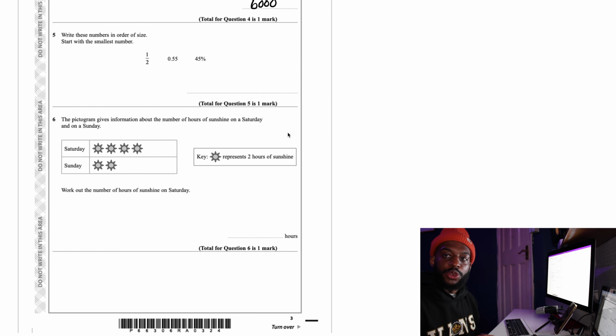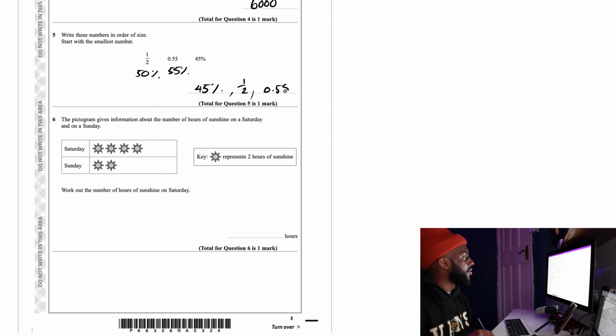Okay, fractions, decimals, percentages. In this question, we need to order these numbers. It's probably easiest to get them all into either fractions, decimals or percentages, but I'd say percentages in this case. So half is 50%. If we convert this decimal, that's going to be 55%. And now it's easier to order them because they're all in percentages. So the smallest number is 45%. Then it's going to be a half. And then it's going to be 0.55.